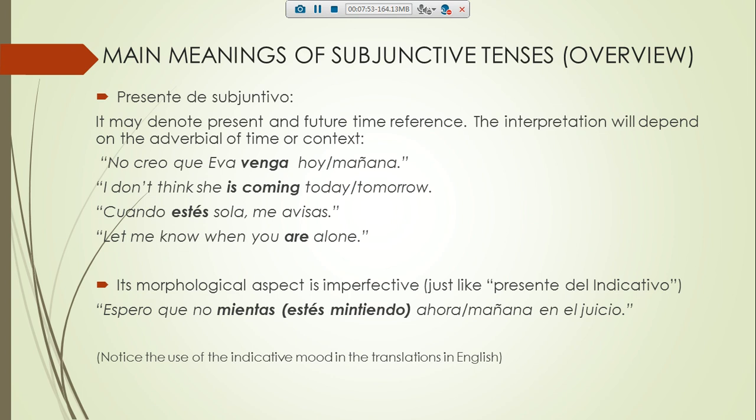Let's have a quick overview of some of the main meanings of the subjunctive tenses. Presente del subjuntivo. It may denote present and future time reference. The interpretation will depend on the adverbial of time or context. So, venga will have future time reference in no creo que Eva venga mañana, but present time reference in no creo que Eva venga hoy. Translated by means of I don't think she's coming today or tomorrow.